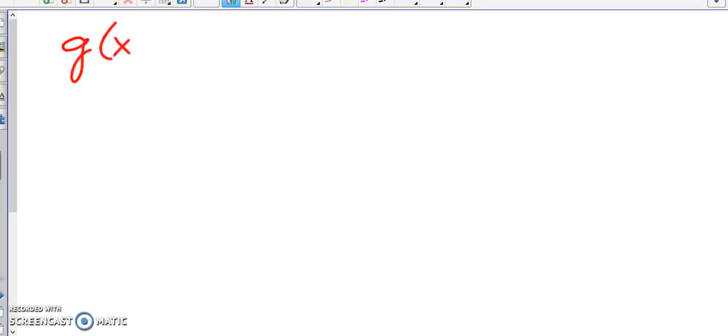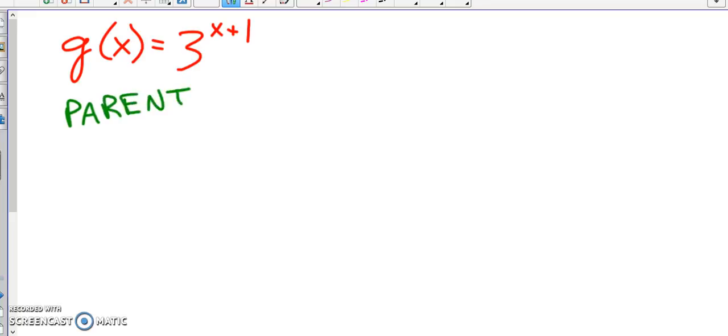So we're going to take this, we're going to graph it, and we're going to analyze it a little bit. First of all, what's the parent function? And what would b be in this case? 3. So yeah, the parent function would be f of x equals 3 to the x power.